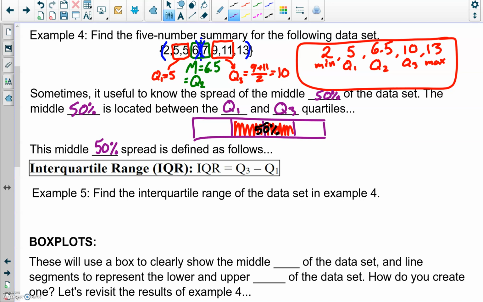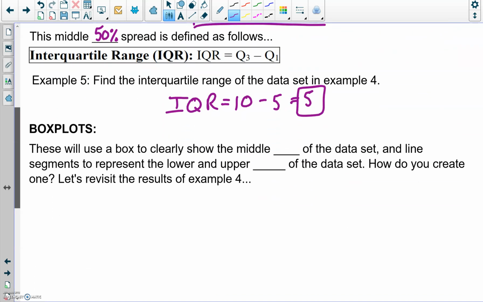All right, welcome back. So the IQR in this case is equal to 10 minus 5. We found that Q3 was 10, Q1 was 5, so you get an IQR of 5. So the spread of the middle 50% is just 5.